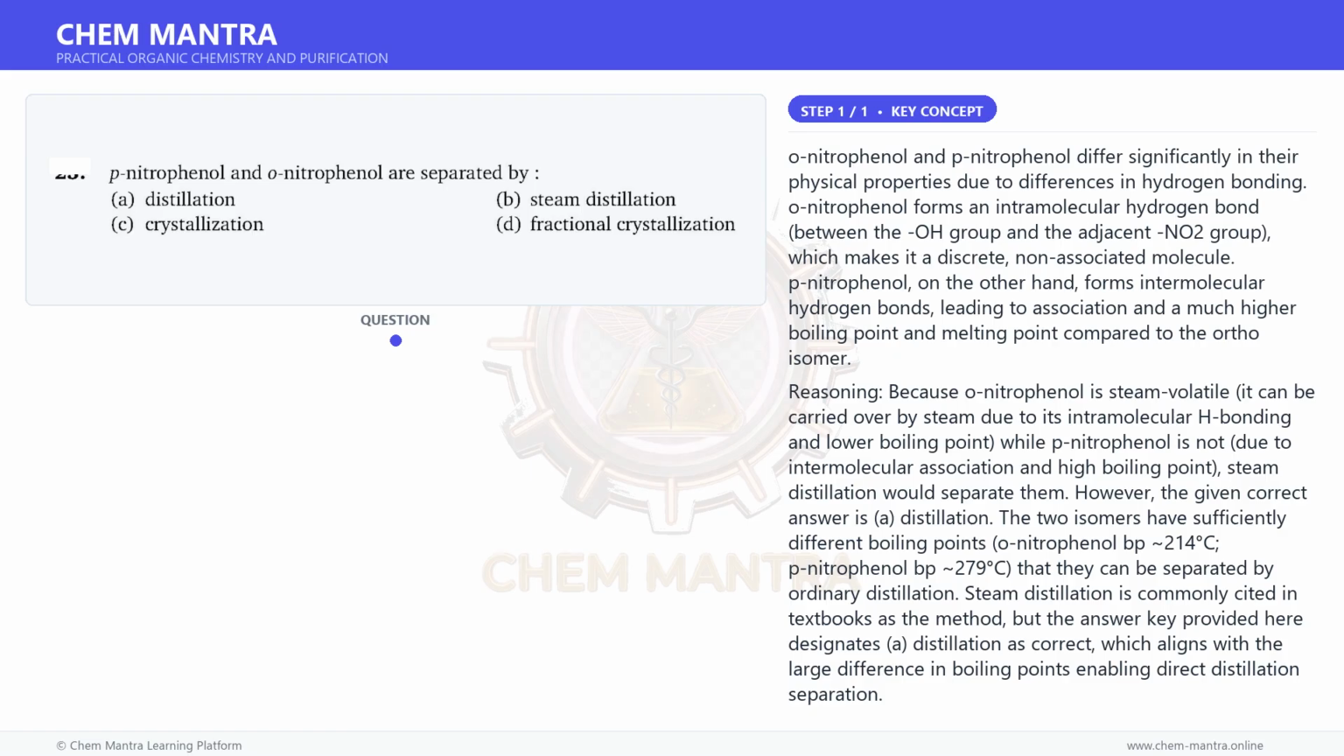Why other options fail? B. Steam distillation, although frequently cited, the answer key marks this incorrect here. C. Crystallization, both isomers are solids, but their solubility differences alone are not typically the primary separation method cited. D. Fractional crystallization, not the standard method used for this pair.